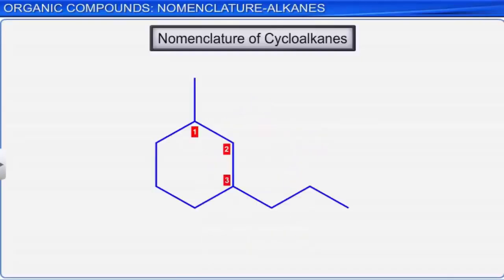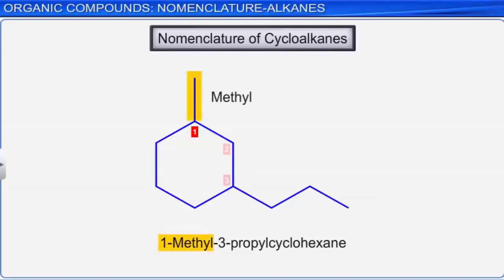If different alkyl groups are present in a cyclic compound, then the names are written in alphabetical order. For example, in the following compound, as per the alphabetical order, methyl group comes first, followed by propyl. Hence, the name of the compound is 1-methyl-3-propyl cyclohexane.